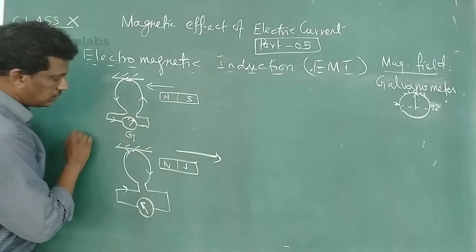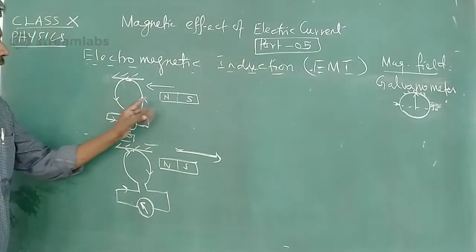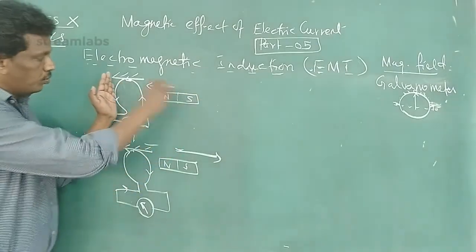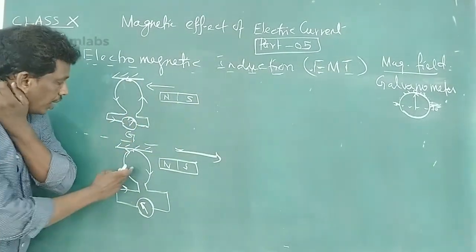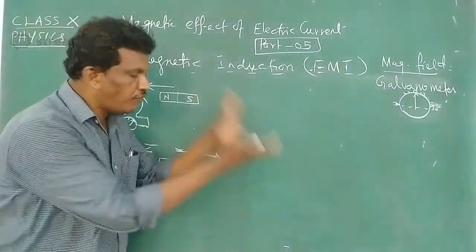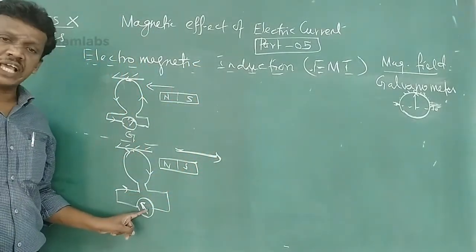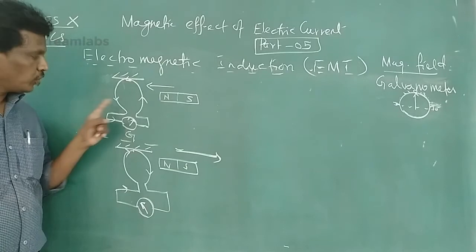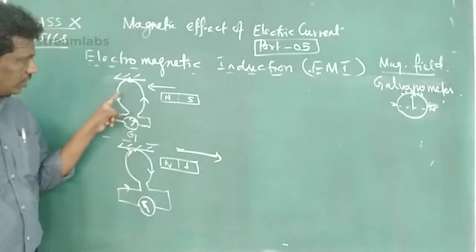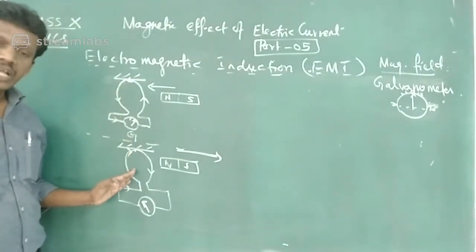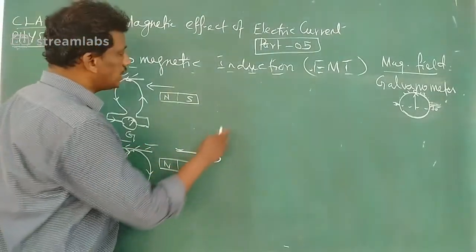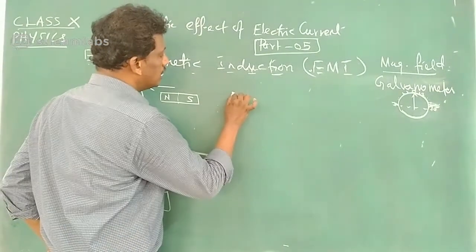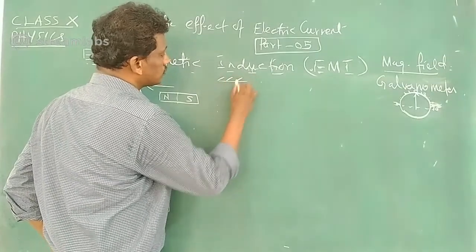So first case, what are you doing? The north pole facing the coil is moved. You are seeing some deflection, so some current is there. Now again the same magnet is moved away from it, again it shows some deflection but in the opposite direction. Look, the current direction changes now. Here suppose anti-clockwise, here clockwise with respect to this side.